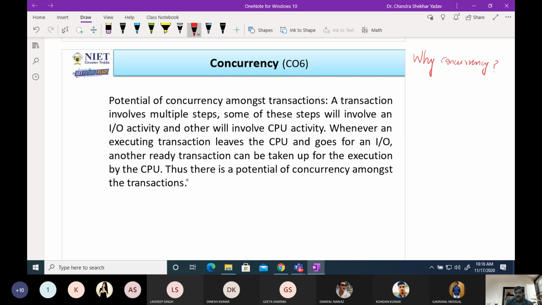Same advantage if you use a multi-programming system. Here, if one transaction is looking for input-output operations, then the CPU will take another transaction from the ready queue and execute that transaction. In this way, the CPU never sits idle, and we get maximum utilization of the CPU.